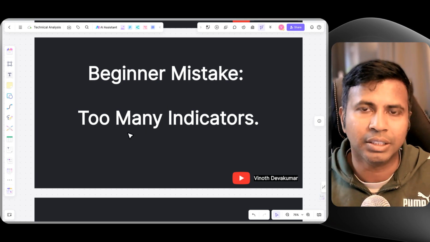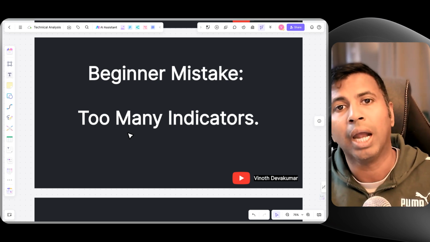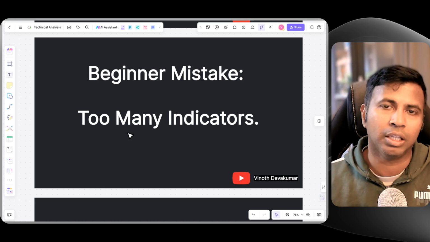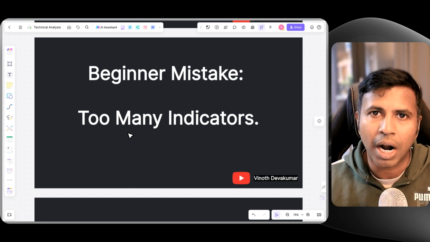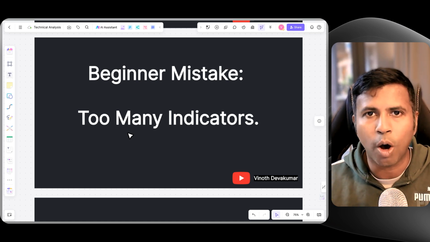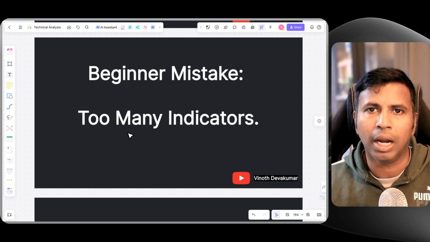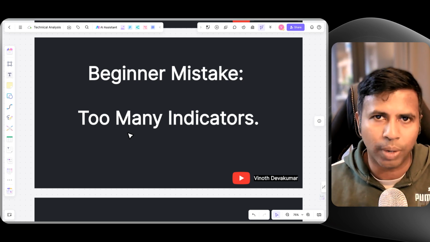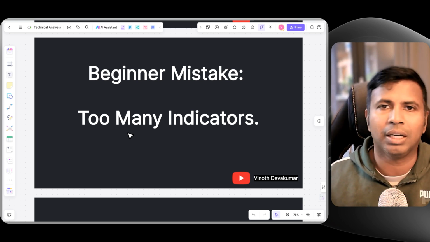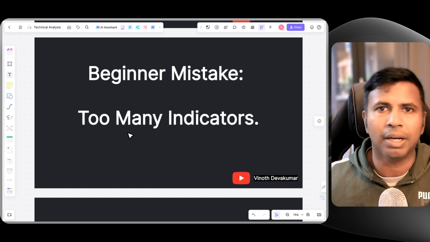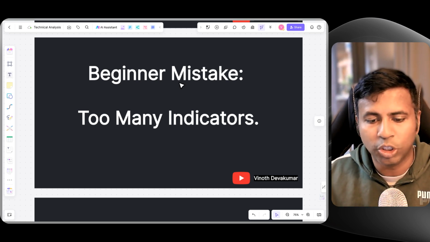In technical analysis, what we are trying to do is predict an event in the future, and there is always a probability of error. The nature of a prediction system is that it is never 100% accurate. So no matter how many indicators we add, in most cases the prediction will not be accurate. Beginners usually think that if I keep adding too many indicators, I'll get a more accurate signal, which is not right. So this is one of the mistakes.